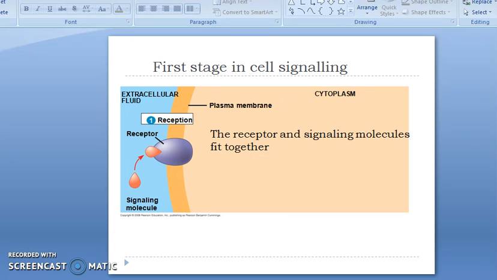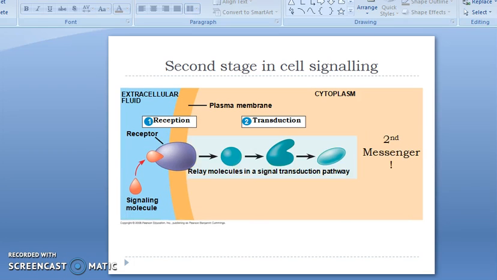Coming to the first stage in cell signaling, as I already mentioned, once a chemical molecule is released, it occupies its own receptor, combines with its own receptor. Here the receptor acts as a junction. It is located on the plasma membrane, and so the receptor and the signal molecule fit together. That fitting together, or the coupling, is known as the reception.